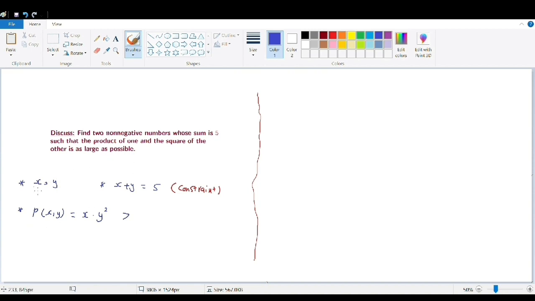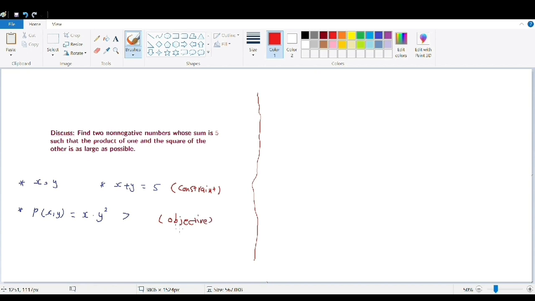So we have two variables, x and y. x plus y should be equal to 5. And x multiplied by y squared should be as large as possible. So this P of x, y is what we call the objective function, because this is the relation between these two variables.